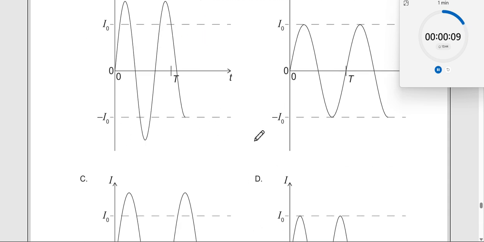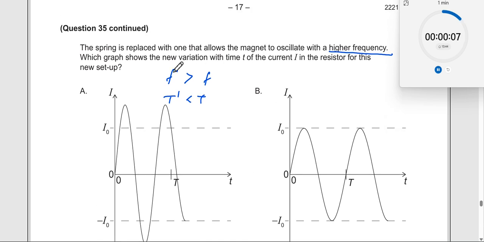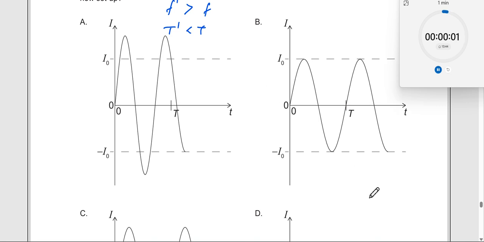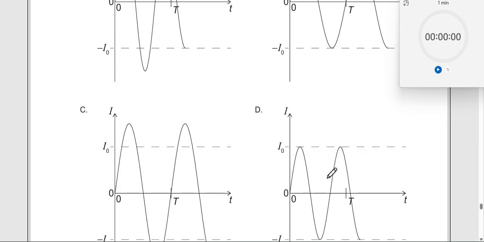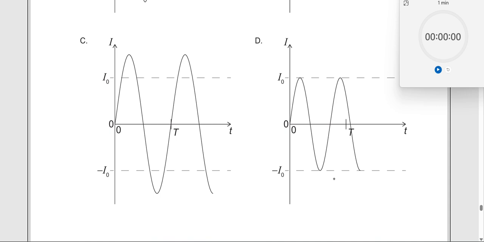So look at the options here. Which graph shows the new variation with time t of the current I in the resistor for this new setup? Now T dash is less than T. Where is T dash less than T? See here it is, T dash less than T, and then here T dash is equal to T. So this is incorrect, and then here T dash is equal to T, incorrect. So this could be the right option.